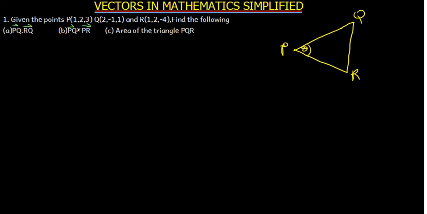So we can get any two sides. We can either get PQ and PR, or we can get RQ and also RP. We can just get any two sides, or we can as well get this side and also this side. So just any two sides, we are going to get those, and we are going to use the cross product. Now, firstly, let me get PQ.